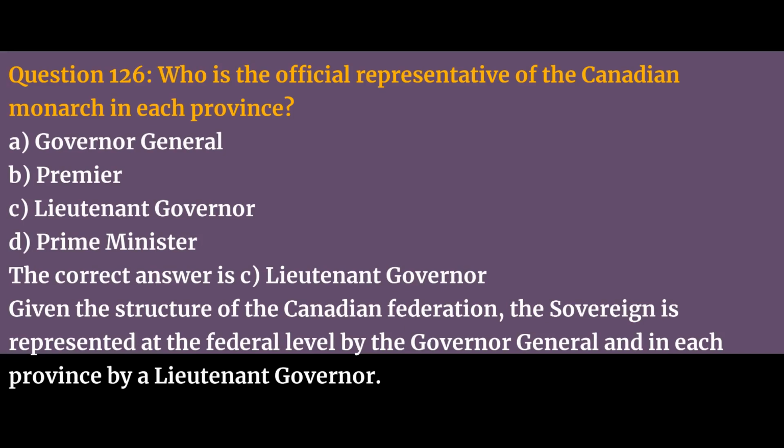Question 126. Who is the official representative of the Canadian monarch in each province? A. Governor-General B. Premier C. Lieutenant Governor D. Prime Minister. The correct answer is C. Lieutenant Governor. Given the structure of the Canadian Federation, the sovereign is represented at the federal level by the Governor-General, and in each province by a Lieutenant Governor.